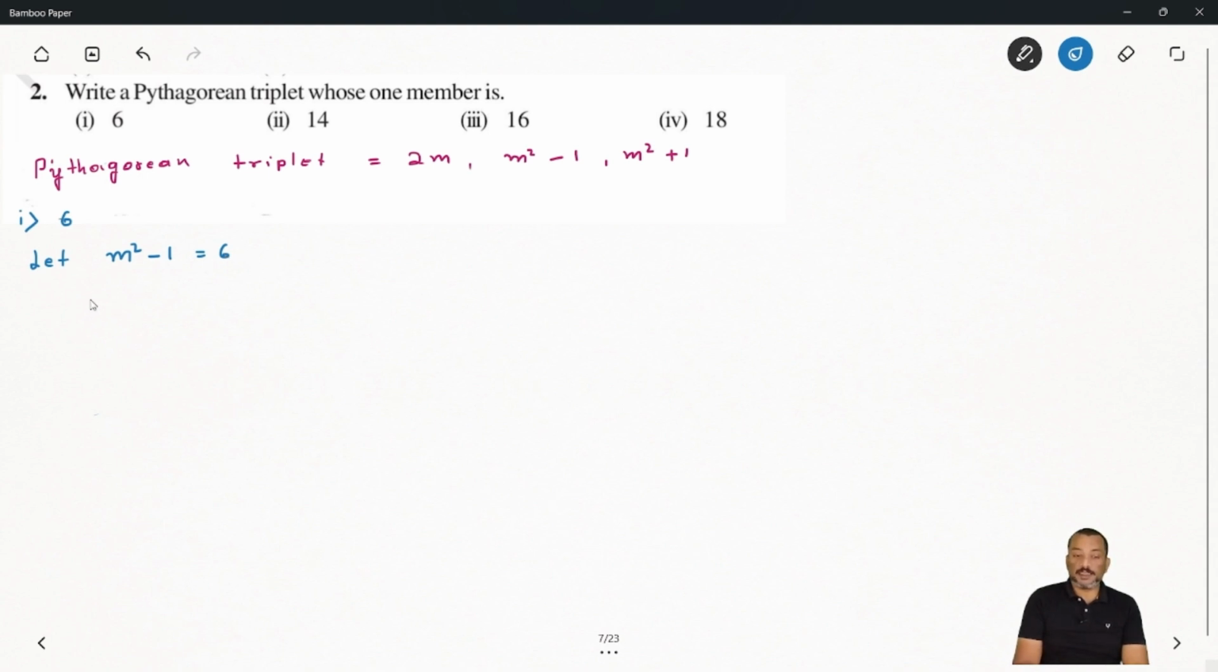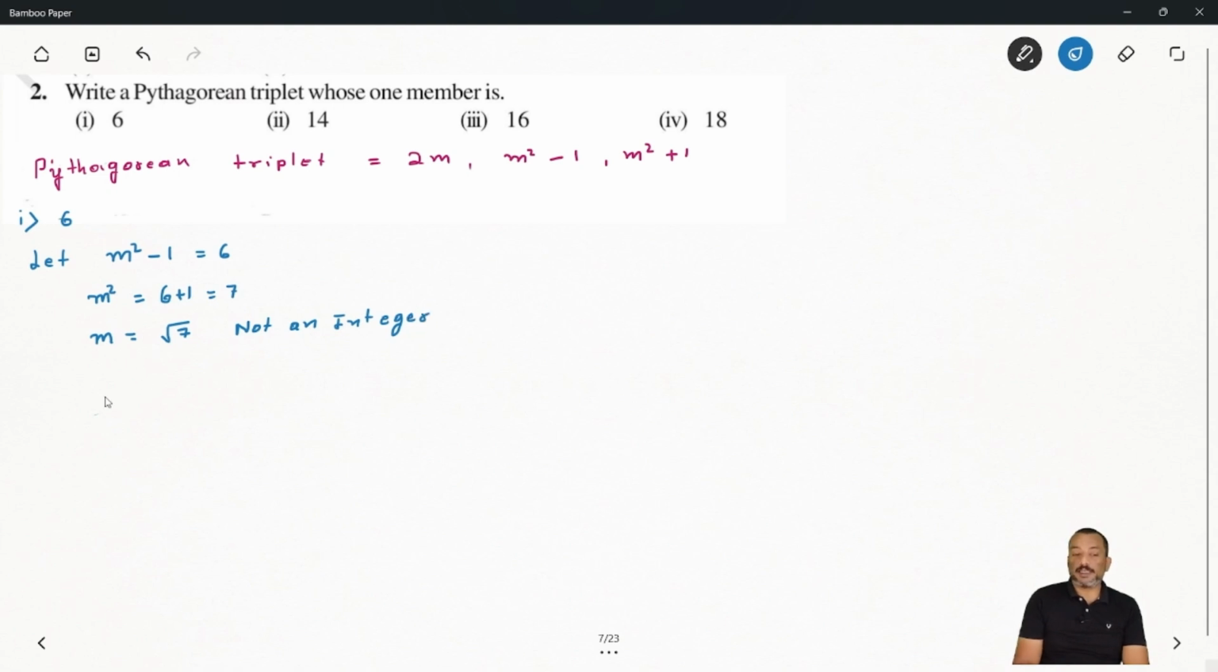So we can say here m square is equal to how much? 6 plus 1. So you will get 7. Now, m is equal to how much? So m square, other side it will go. So transposing, it will come as a square root. So square root of 7, it is non-integer. So not an integer. So we can leave here the m square minus 1.